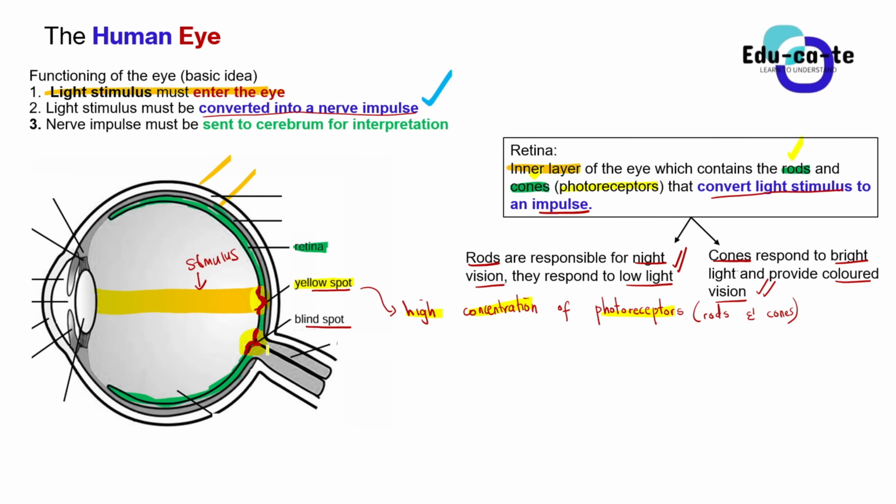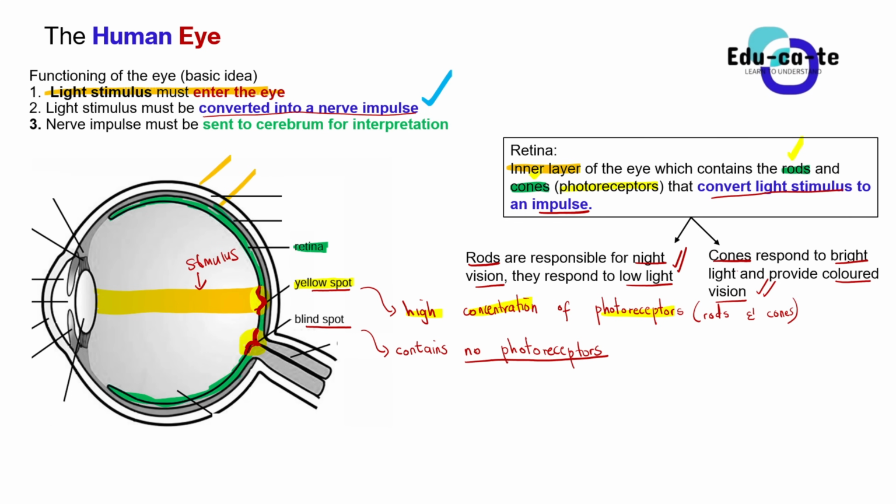This is the blind spot here, somewhere here. The blind spot does not contain photoreceptors. That's why it is known as a blind spot. So the yellow spot has got what? Photoreceptors, a lot of them, rods and cones, so that they can convert light stimulus into an impulse and do their function.